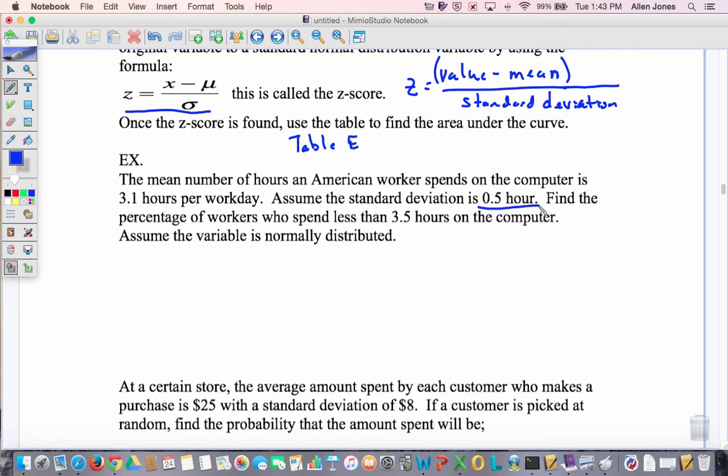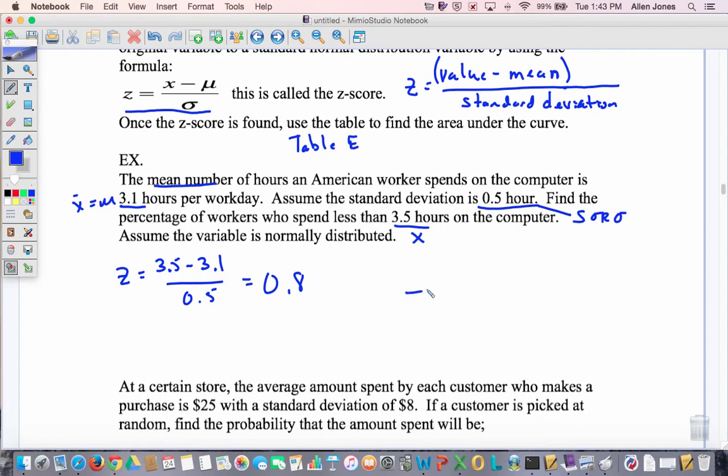A couple things to note out here. Obviously, our standard deviation, or S, or sigma, is right here. 3.1 is our mean number of hours, so that's our mu or our x bar, depending on how we want to look at that, which means 3.5 is the value or the x that we're trying to work with. So to calculate our z-score, we do 3.5, which is our value, minus our mean, which is 3.1, divided by our standard deviation, which is 0.5. If we calculate that, we get a z-score of 0.8.